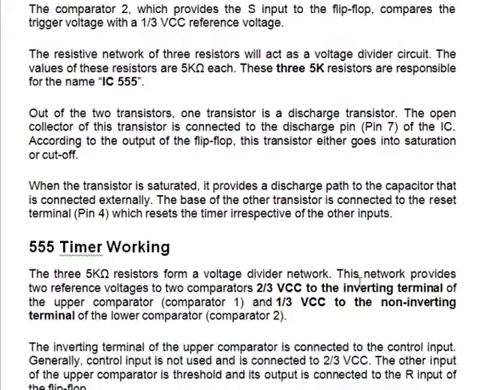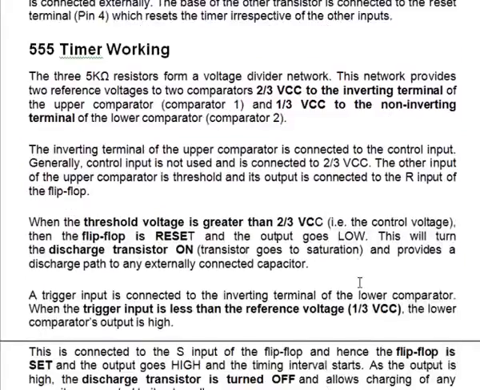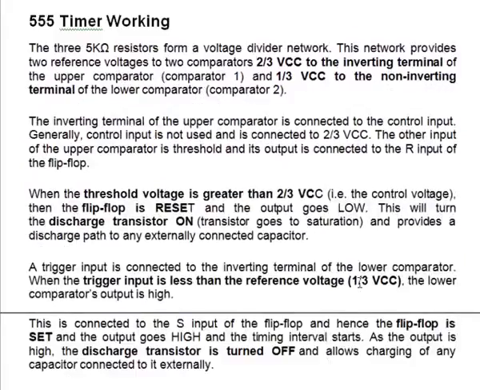Now I will explain the 555 timer working. The three 5 kilo ohm resistors form a voltage divider network. This network provides 2 reference voltages for the 2 comparators: 2/3 of VCC to the inverting terminal of the upper comparator and 1/3 VCC to the non-inverting terminal of the lower comparator.